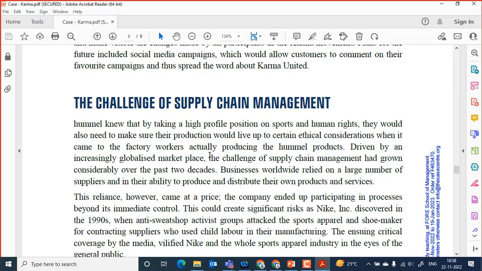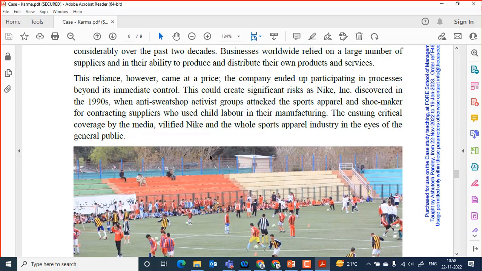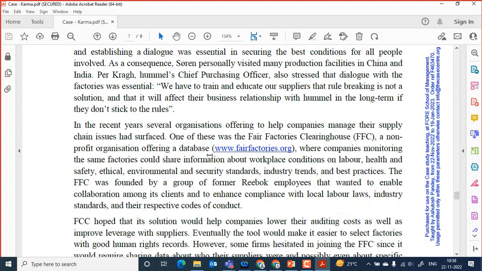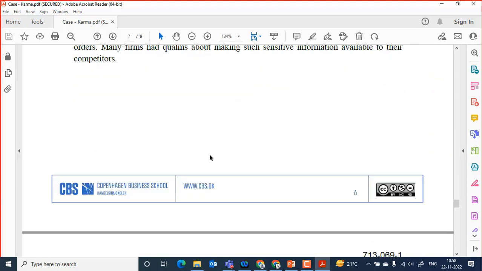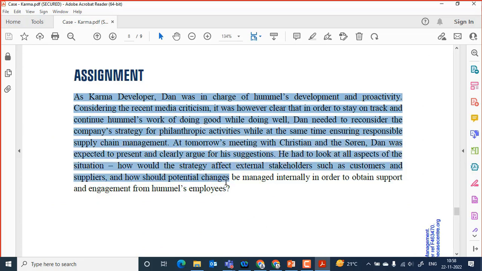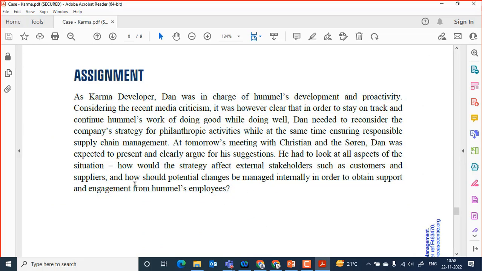So these are the few challenges mentioned here. The challenge of the supply chain, and they have given all the story behind it: what is happening all around the world, not only to their company. And finally, this is the dilemma, ending with the question: how would the strategy affect external stakeholders such as customers and suppliers, and how should potential changes be managed internally in order to support and engage Hummel's employees? So these are a few examples.